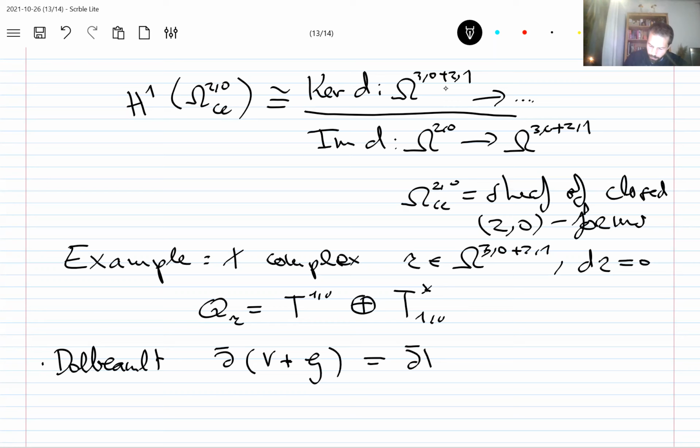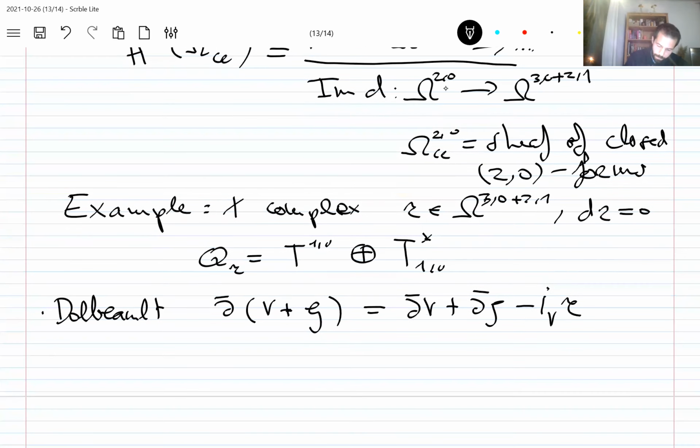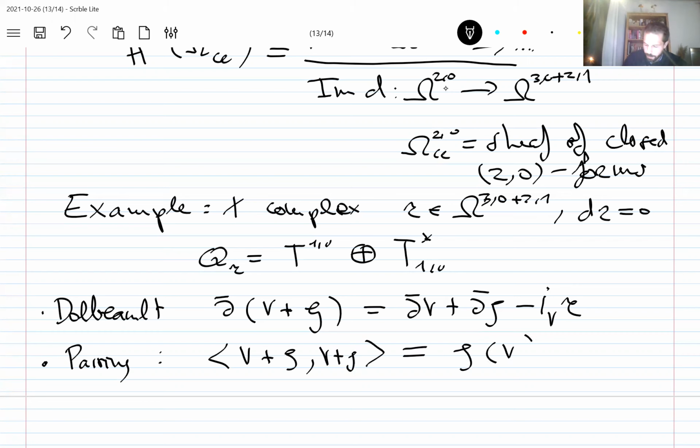Equals d bar of v plus d bar of chi, plus, it should be a minus with my notation, minus e v of tau. Then you take the pairing to be just the usual one in generalized geometry, b plus chi equals chi of b. So here chi is a 1-0 form, b is a 1-0 vector field.